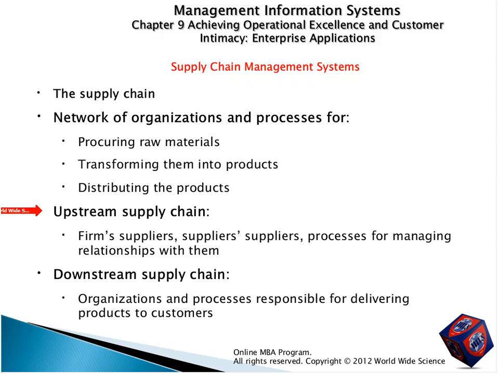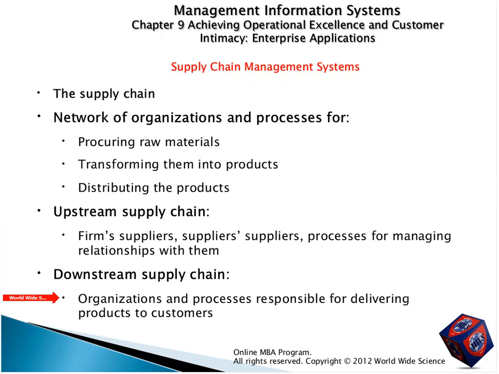We divide our supply chain into two different parts: upstream supply chain and downstream supply chain. The upstream supply chain is where the firm's suppliers are, with processes for managing the relationship with them, and the downstream is the organizations and processes responsible for delivering products to customers. So we have upstream and we have downstream.